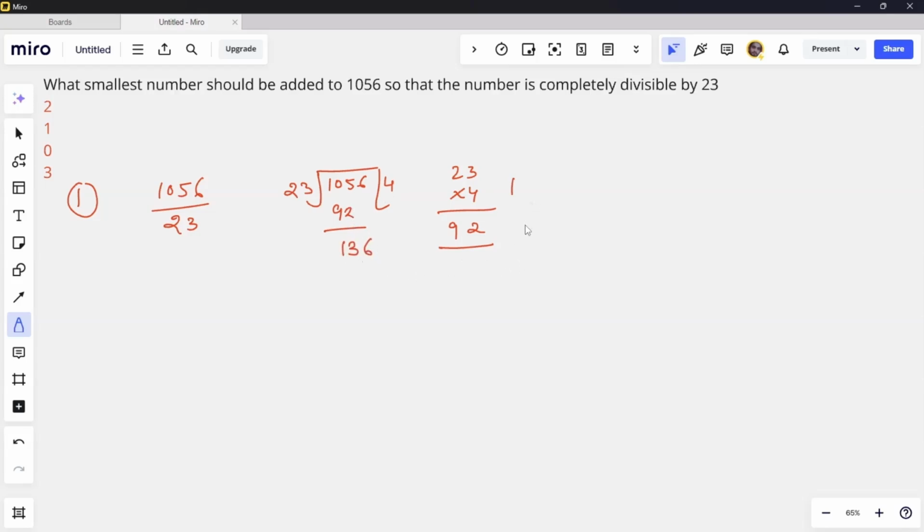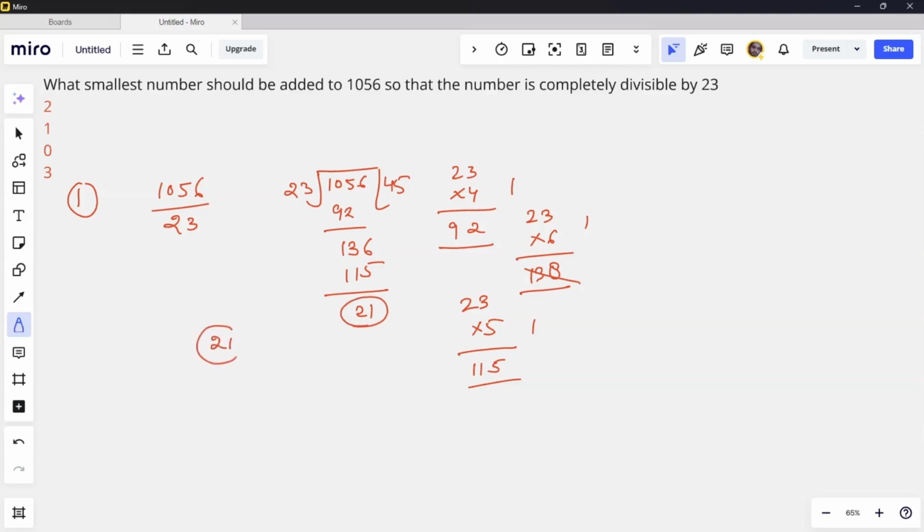Now 23 into 6: 6 3s are 18, 6 2s are 12 and 1 is 13, so 138. It is too much. So we will take 5. 5 3s are 15, 5 2s are 10 and 1 is 11. So 115. Now 6 minus 5 is 1, 3 minus 1 is 2, 1 minus 1 is 0. So what is the remainder? We have a remainder of 21.